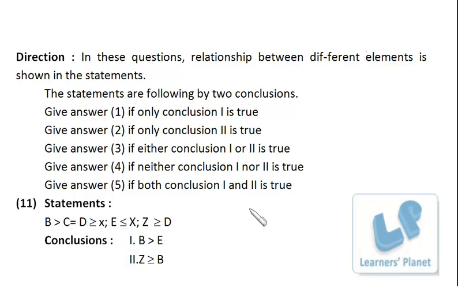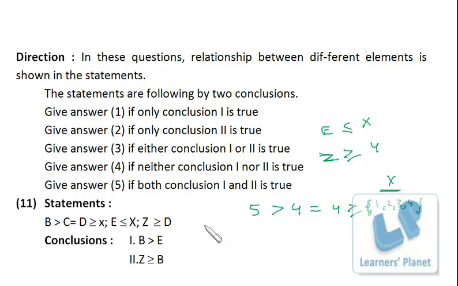B is greater than C. I assume B to be 5, so 5 is greater than C, which I assume to be 4, is equal to D, which is 4, is greater than or equal to X. There are many numbers, so I can take the values of X as 1, 2, 3, 4. The second statement: E is less than or equal to X, and Z is greater than or equal to D, that is 4. So Z must be 4, 5, 6, 7, any of them.